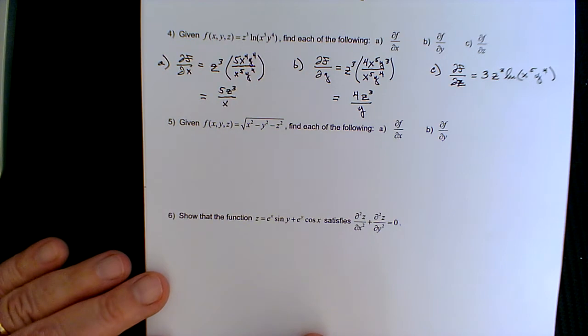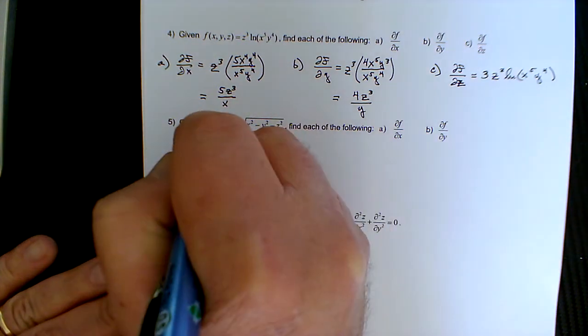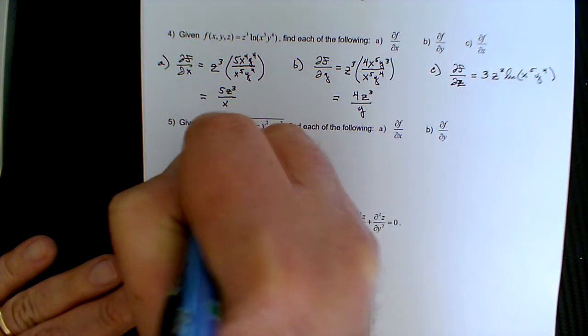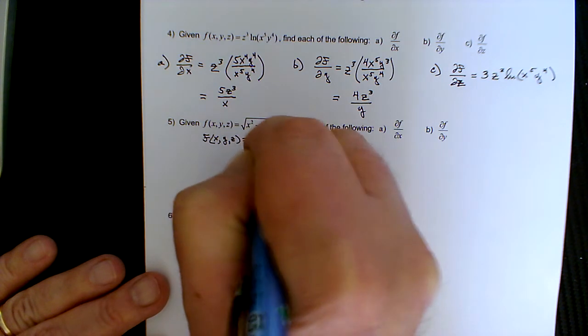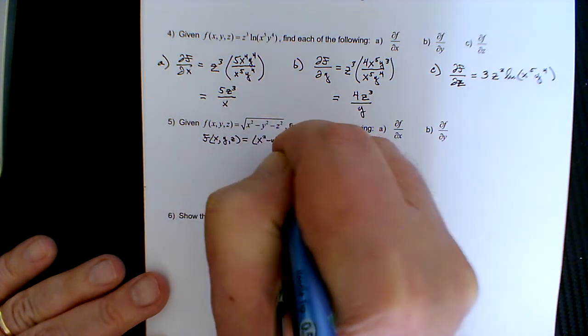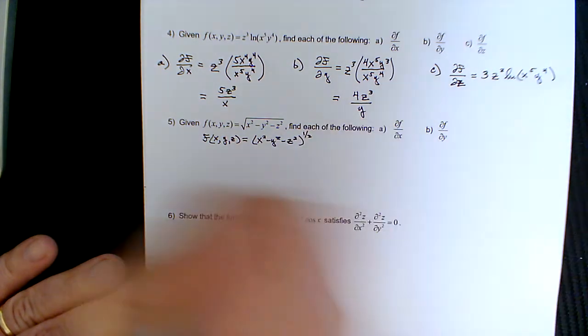Okay, so then last example. You can see we're entertaining a variety of different formulas here. No matter what, to begin with, you're going to want to get rid of the radical. So it's x squared minus y squared minus z squared to the 1/2.